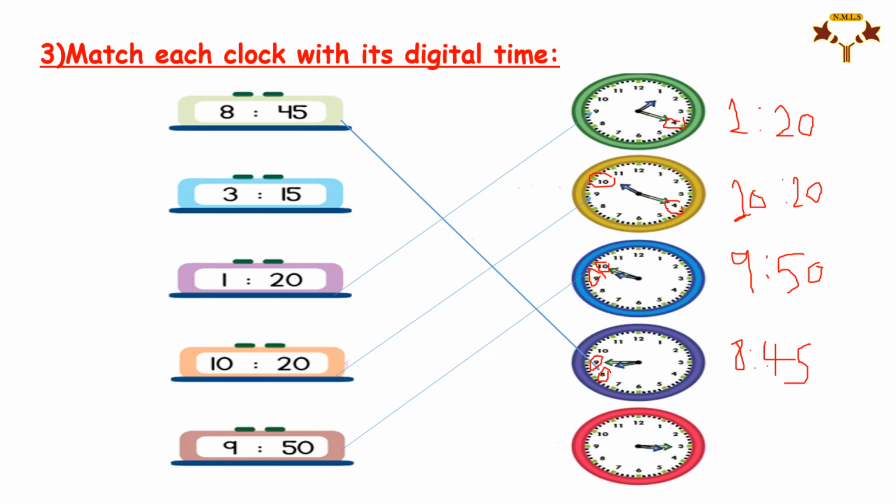The last clock. We have two hands. The short hand at 3. Then we write 3 at hours. And the long hand is also at 3. Then we start from 1 and skip counting by 5. 5, 10, 15. Then we write 15 minutes. Then the time is 3 and 15 minutes.